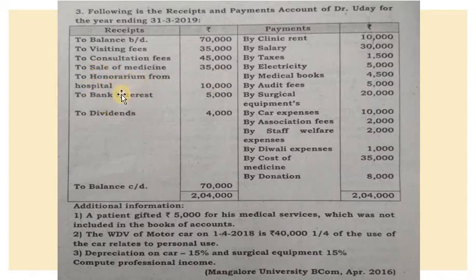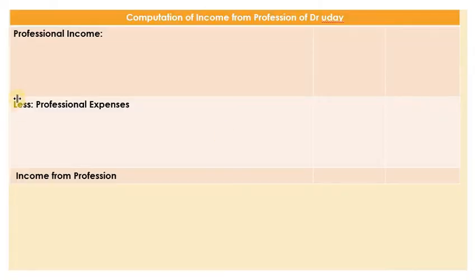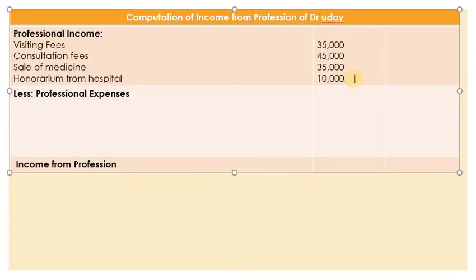So bank interest is not related to his profession, it is income from other sources, and dividend is also income from other sources. So we'll write all these four: visiting fees, consultation fee, sale of medicine, and honorarium from hospital, on the professional income side. Let's total all these things and write here the total professional income.